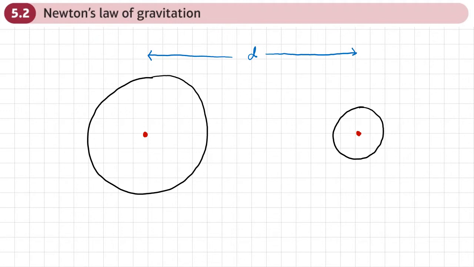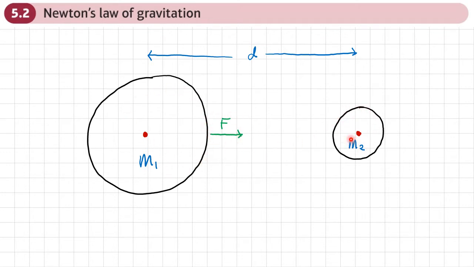Anyway, what we need to know is the distance between the center of these two masses, which I'll call D. We also want to know the mass of these objects, and I'll call the mass of this one M1 and the mass of this one M2. And the force of attraction is going to be this force here. Basically this arrow represents the force that this smaller object, they don't have to be different sizes, is pulling towards this larger one.